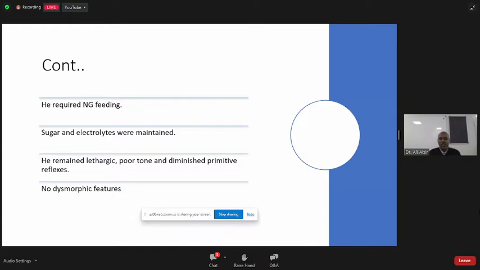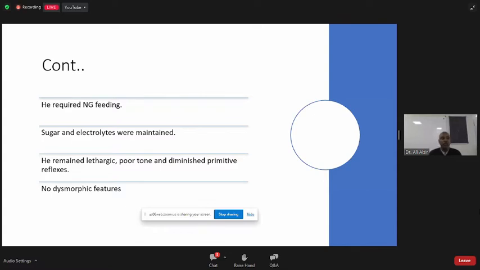And I think the approach to this infant is good, because the clinician starts with the basic things. He makes sure that the patient's feeding is maintained even through the NG tube. That is fine, and also the sugar and electrolytes are maintained.